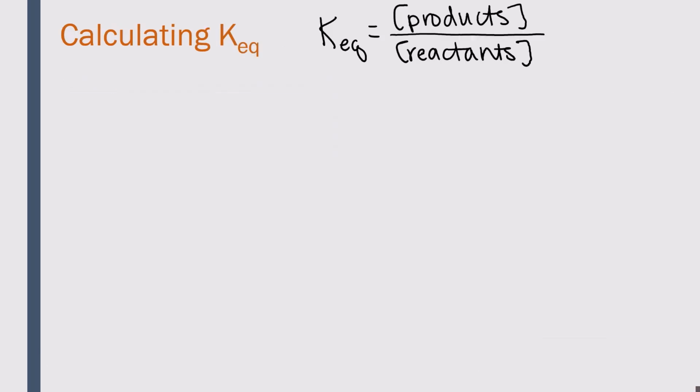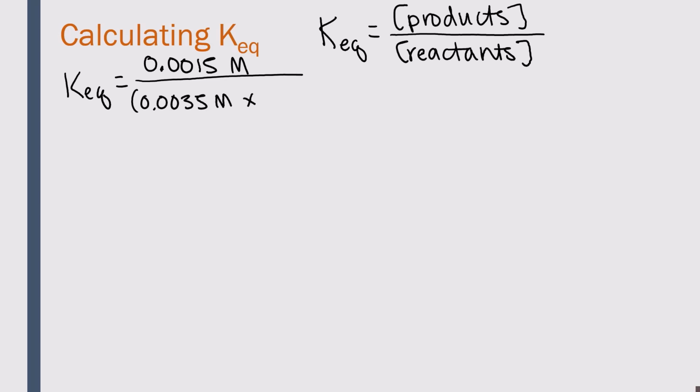So remembering that to calculate any type of K, capital K value, it's going to be products over reactants. Our KEQ is going to be equal to 0.0015 molar divided by 0.0035 molar times 0.0015 molar. And if you type that into your calculator, you should get 286.